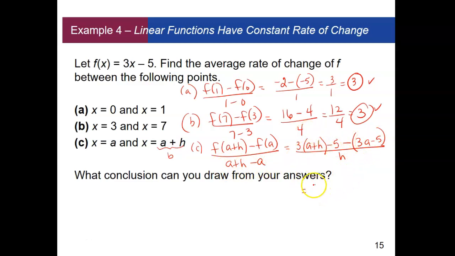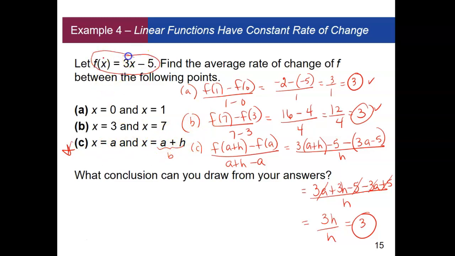Okay, so I'm going to clean this up. I'll have 3a plus 3h minus 5 minus 3a plus 5 all over h. Okay, so my 3a's cancel, my 5's cancel. I've got 3h over h, and that's going to be equal to 3. So basically, part C is kind of like a proof showing that regardless of what interval I choose over a linear function, the average rate of change is going to stay the same regardless of the interval that I'm choosing. Okay, that takes us to the end of this section.